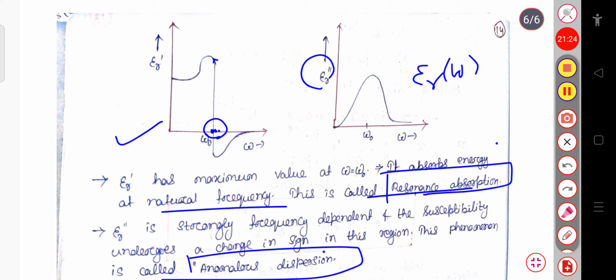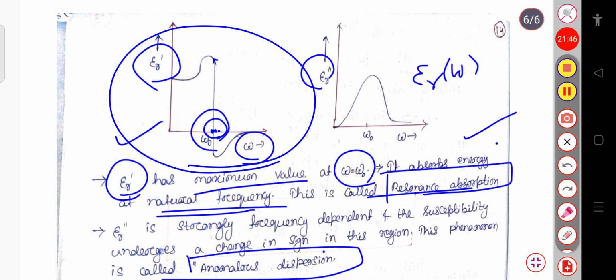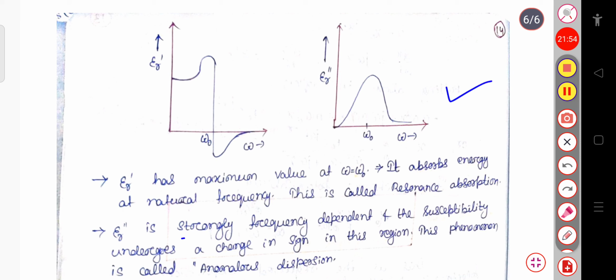When you plot a graph between epsilon r prime and omega, the maximum value at omega equal to omega naught represents that it absorbs energy at the natural frequency, and this phenomenon is called resonance absorption. In the second case, if you plot the graph between epsilon r double prime and omega, it is strongly frequency dependent, meaning it depends on the frequency, and its susceptibility undergoes a change in sign in that region. That is called anomalous dispersion.